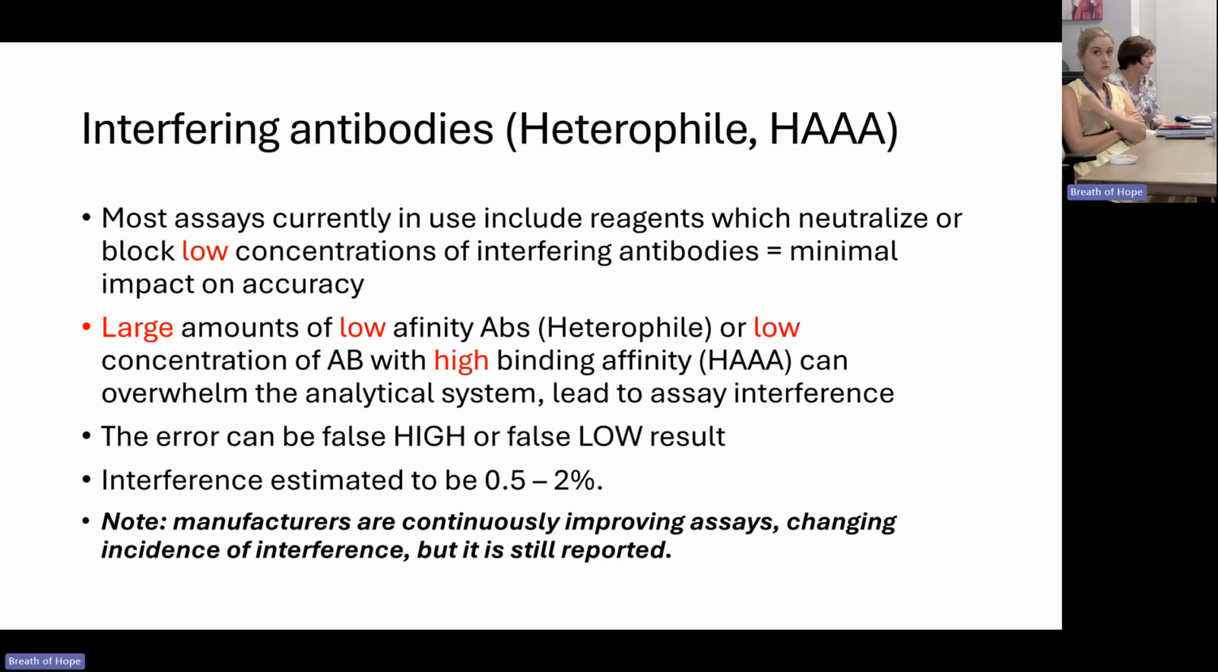So we spoke about the population incidence just now, but the actual method interference is estimated to be in the region of 0.5 to 2%. So it does occur. It's not that uncommon. We need to take note that the manufacturers are continuously improving assays, changing the incidence of interference, but it is still reported.